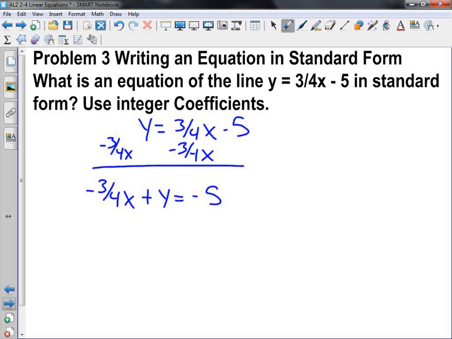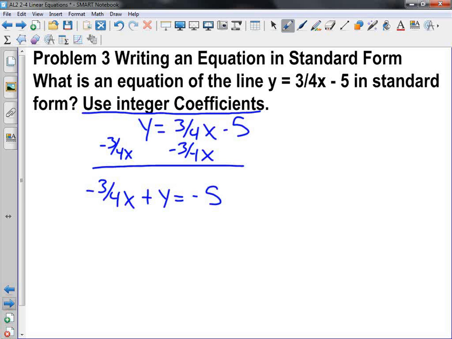No. They wanted us to use standard form with integer coefficients. What's an integer? It's a number. What type of number? Positives? Non-fractions. There's one other part, not just positives, but also negatives, right? So it's positive or negative whole numbers, right? No fractions. Do I have any fractions in there?